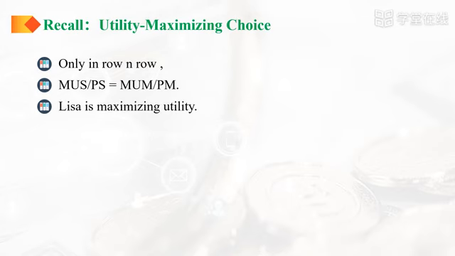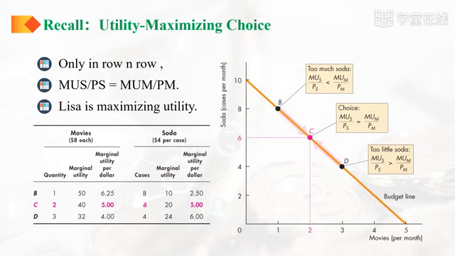Recall the utility-maximizing choice is only in row C in the table and point C in the graph. That's whenever the marginal utility of a soda over its price, MUS over PS, is equal to MUM over PM, as shown. These two marginal utilities per dollar are the same at point C. It means every additional utility one obtains from every dollar he or she spends must be the same for all goods. Then it is the equilibrium situation.